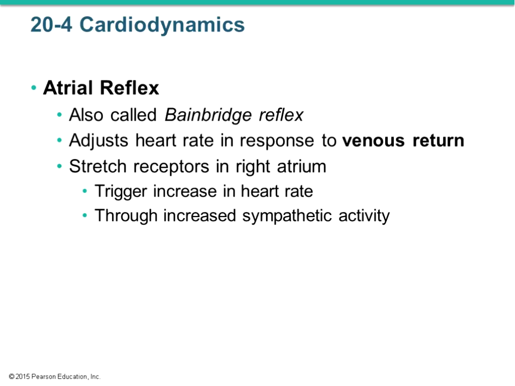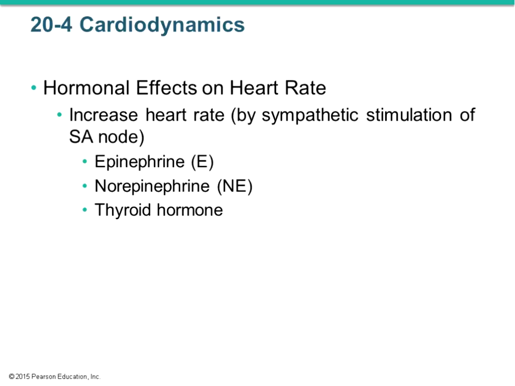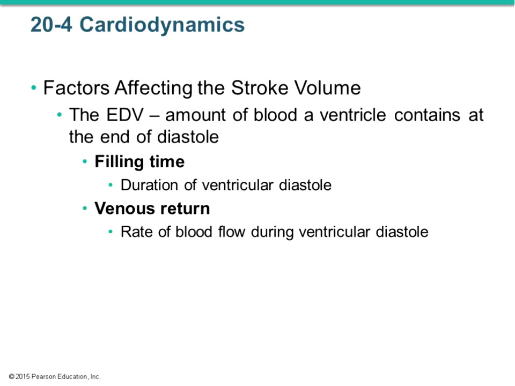All right. There is an atrial reflex, also referred to as the Bainbridge reflex, which can adjust heart rate in response to venous return. As the blood is pumping back to the heart, the atria is going to stretch more, and that can trigger an increase in activity. And we talked about these hormones already, and the hormonal effects on these components.